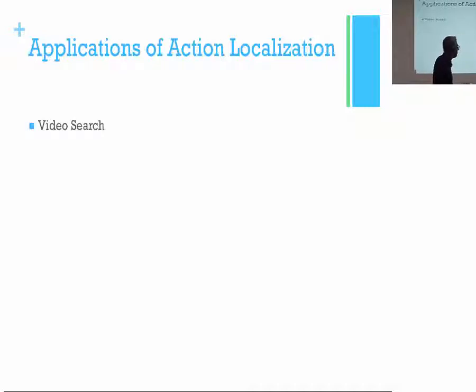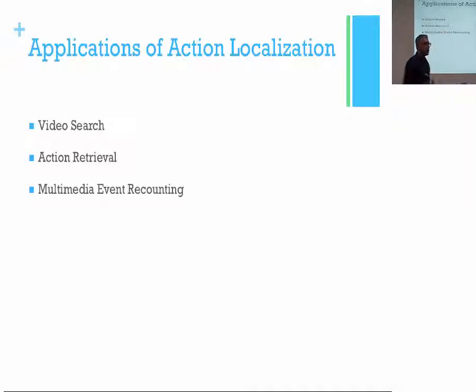Now, there are a number of applications for action localization. Let's say you have learned the action itself. You know how the action varies across time. Then you can perform a number of things, such as video search. You can also retrieve actions from videos. You have a data set, you know how the action looks like, you can retrieve videos that have that particular action. You can also do some sort of event recounting. You can count the number of actions or activities being performed in a video. Or it can be used for general video understanding.